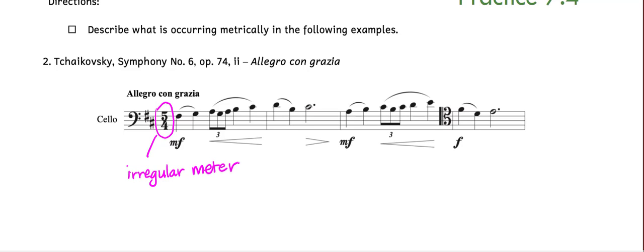All right. So what's interesting about this is you can hardly tell that it's in 5/4. But if I count it out, 1, 2, 3, 4, 5, 1, 2, 3, 4, 5, 1, 2, 3, 4, 5, right? You can hear how it's kind of limping or lopsided. Now there are some triplets here, but the question is just asking for things that occur metrically. So let's go ahead and listen to this lopsided waltz by Tchaikovsky.